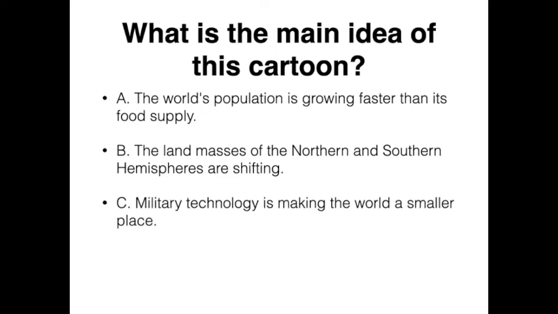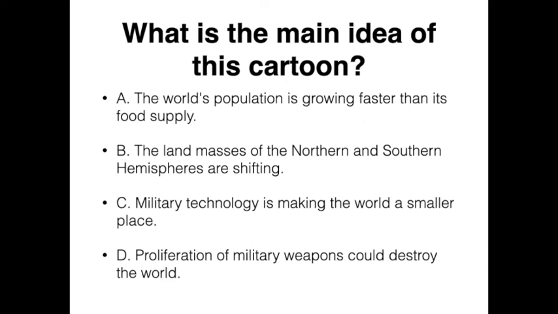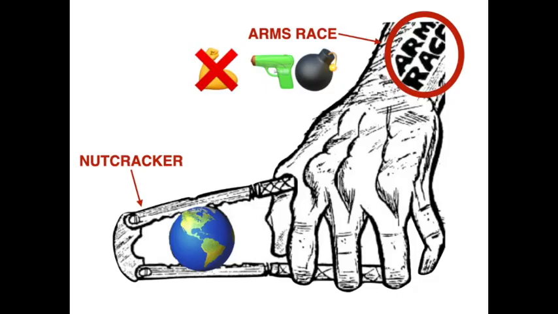C, military technology is making the world a smaller place. Right? So if you take it literally, is it literally that the arms race is squeezing the Earth and making it smaller? Is the point of the nutcracker to squeeze the Earth to make it smaller? D, proliferation of military weapons could destroy the world, right? There's that key term. Weapons are spreading. It's arms race, nuclear proliferation, more and more weapons, better weapons. Eventually, this could destroy the whole world.